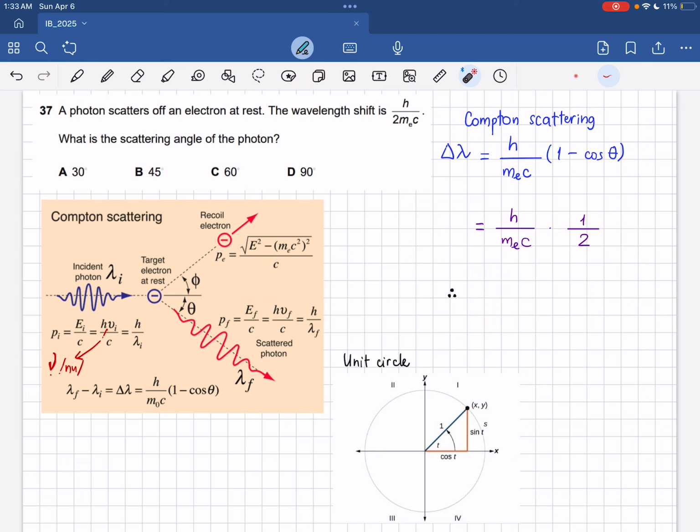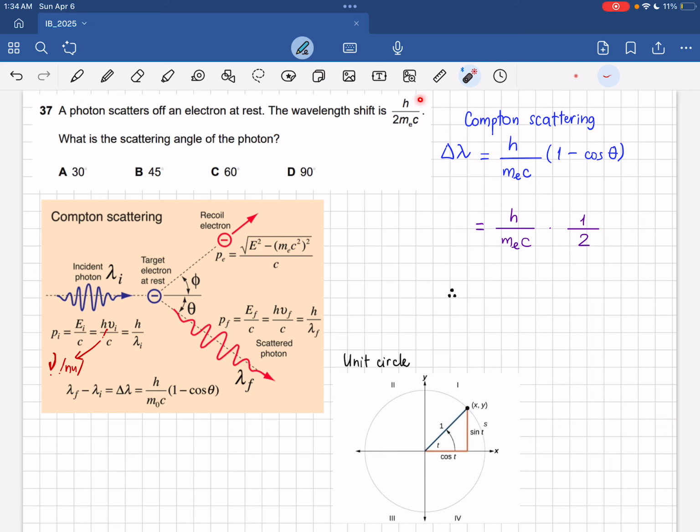Then we have the momentum for the scattered photon. It's the same equation here, but everything changes to an f, which stands for final. We can find the momentum of the electron by subtracting this one from this one, but we also have to pay attention to the cosine of the angle. So this is the equation that we can use to solve this question.